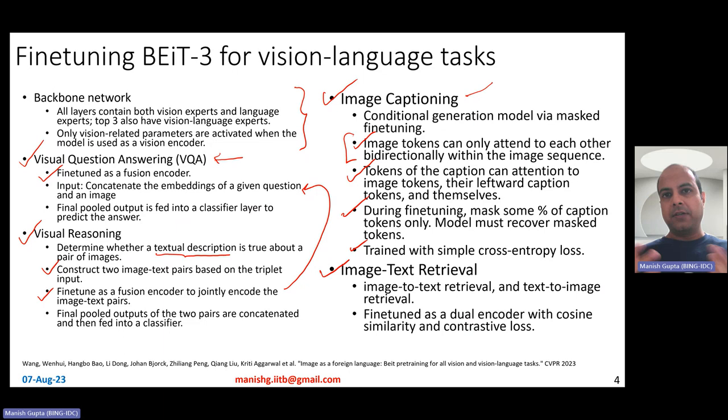The last multimodal task that they experiment with is image text retrieval, and image text retrieval can be thought about in two ways: image to text retrieval or text to image retrieval. They experiment with both kinds of settings.